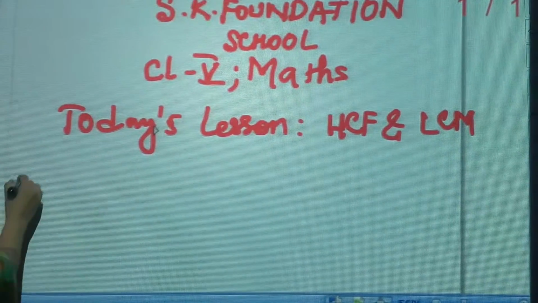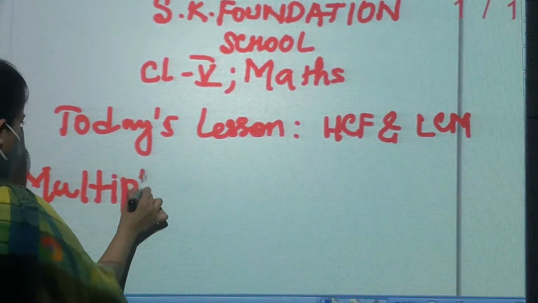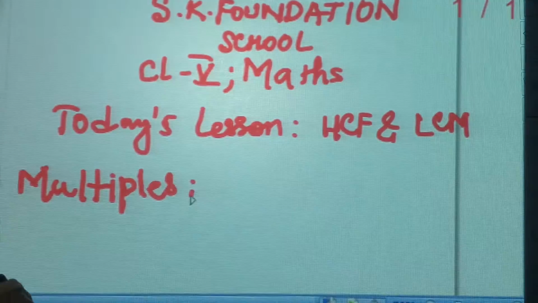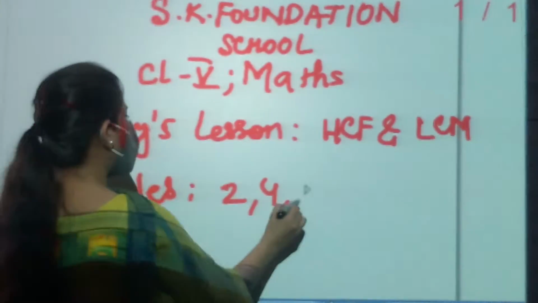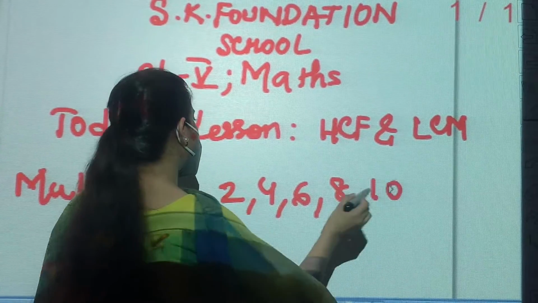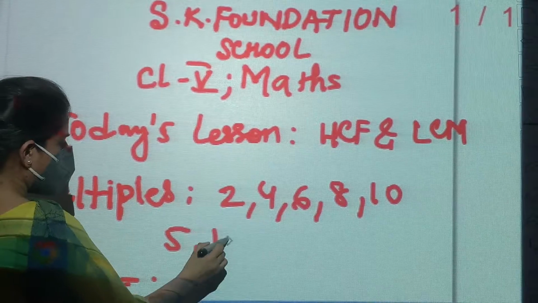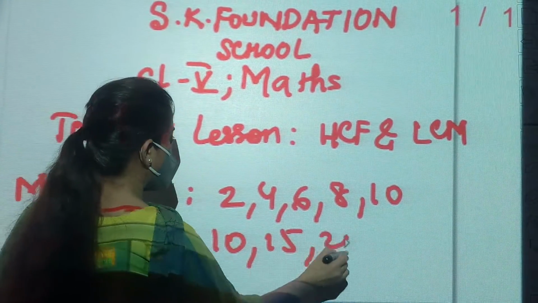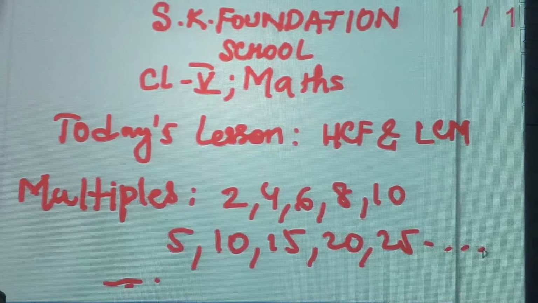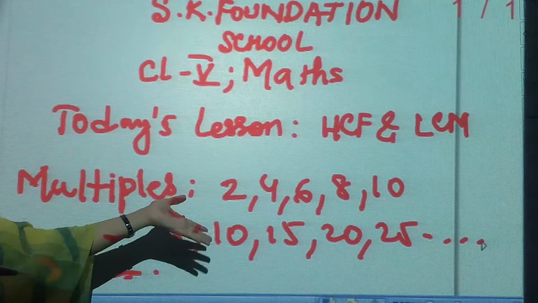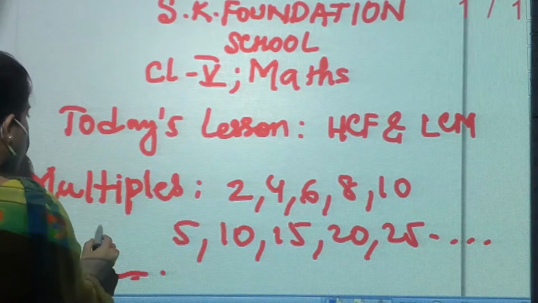Multiple simply means the multiple of a number. Say multiples of 2: 4, 6, 8, 10. These are the multiples of 2. Say 5, 10, 15, 20, 25 and so on. These are the multiples of 5. That way, this is only tables, as we all know. These are simply the multiples of a number.